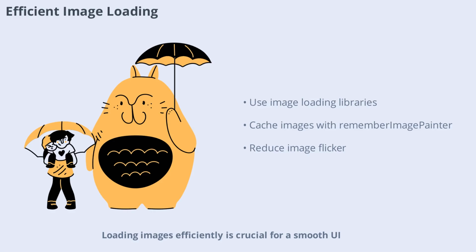Loading images efficiently is crucial for a smooth UI. Senior developers use libraries like Coil or Glide with Compose and leverage rememberImagePainter to cache images and reduce flicker. This ensures images load quickly and look great.